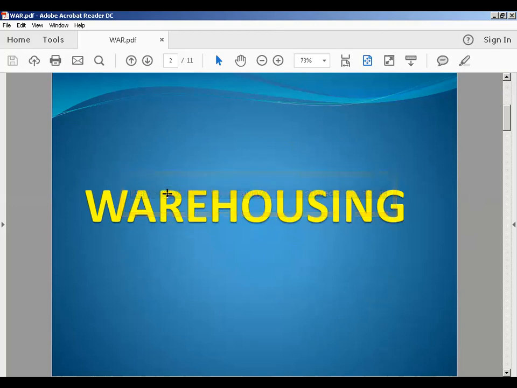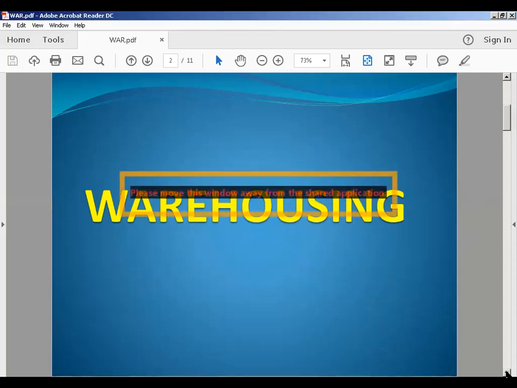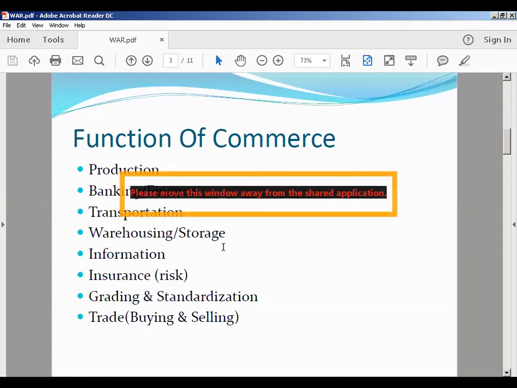In the last class, we went through the theory from our notes and from the book, and today I'm sharing with you the slides of warehousing, so you can go through them because they comprise the definitions which we have to go through from the examination perspective.